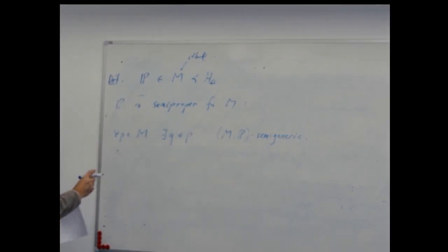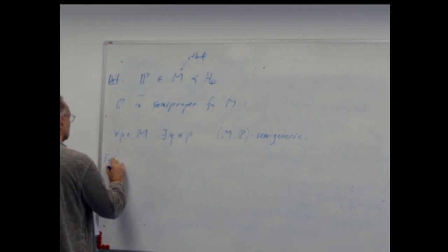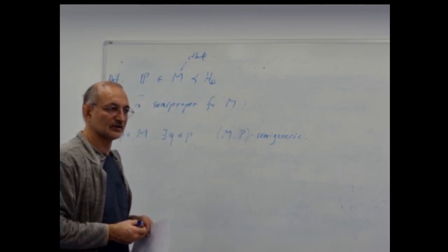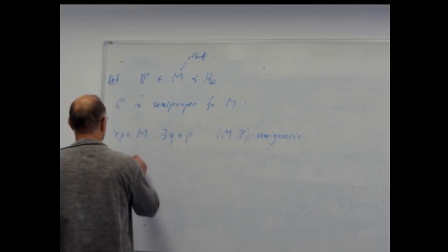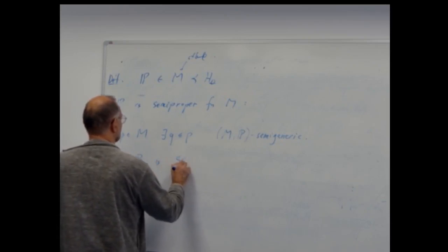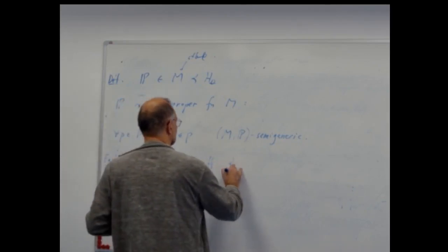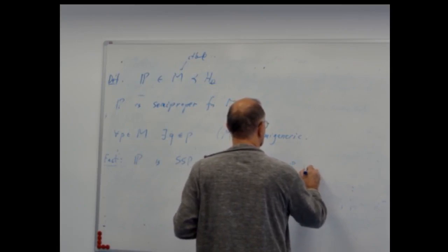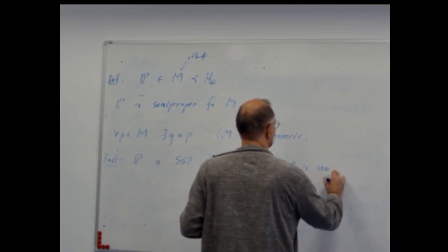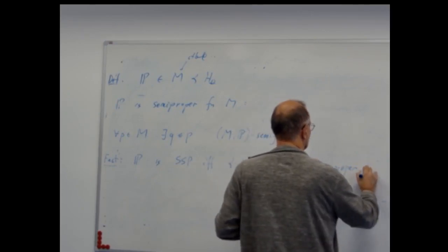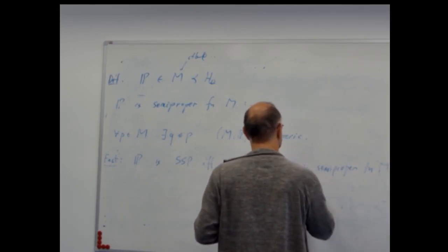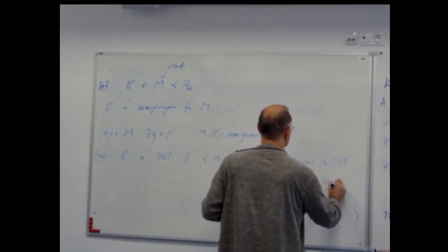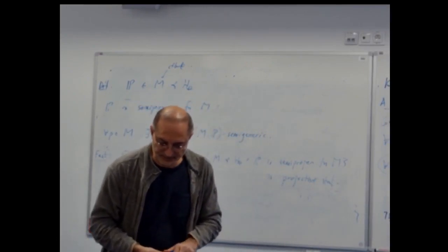And then a fact, which I won't prove, because we only need one direction, and that direction is trivial: a poset P is SSP if and only if the set of all N such that P is semi-proper for N is projective. Now I will remind you what that is.